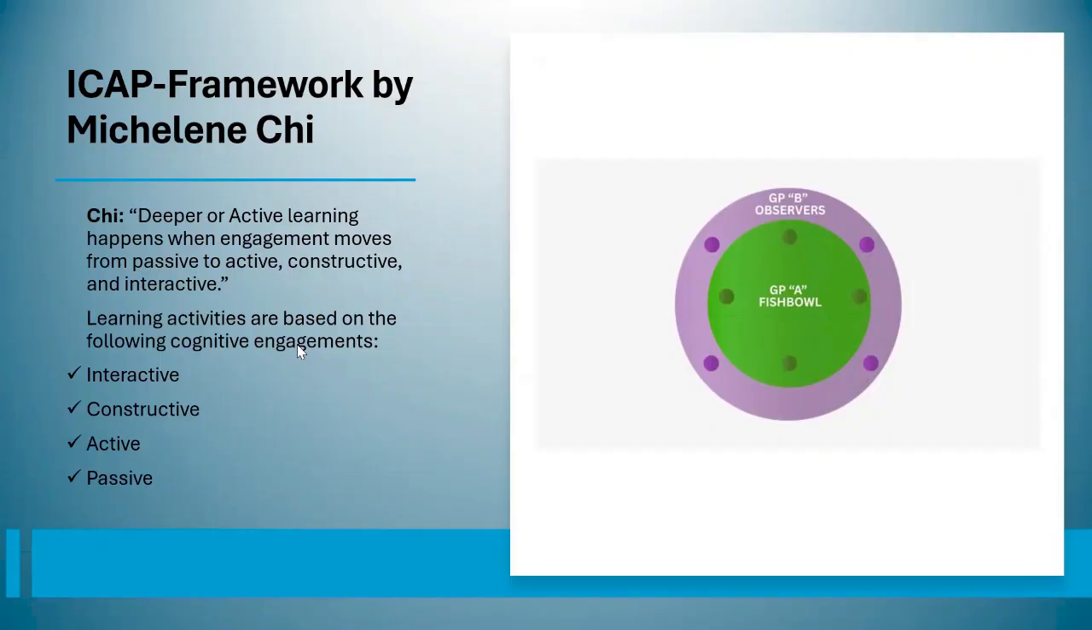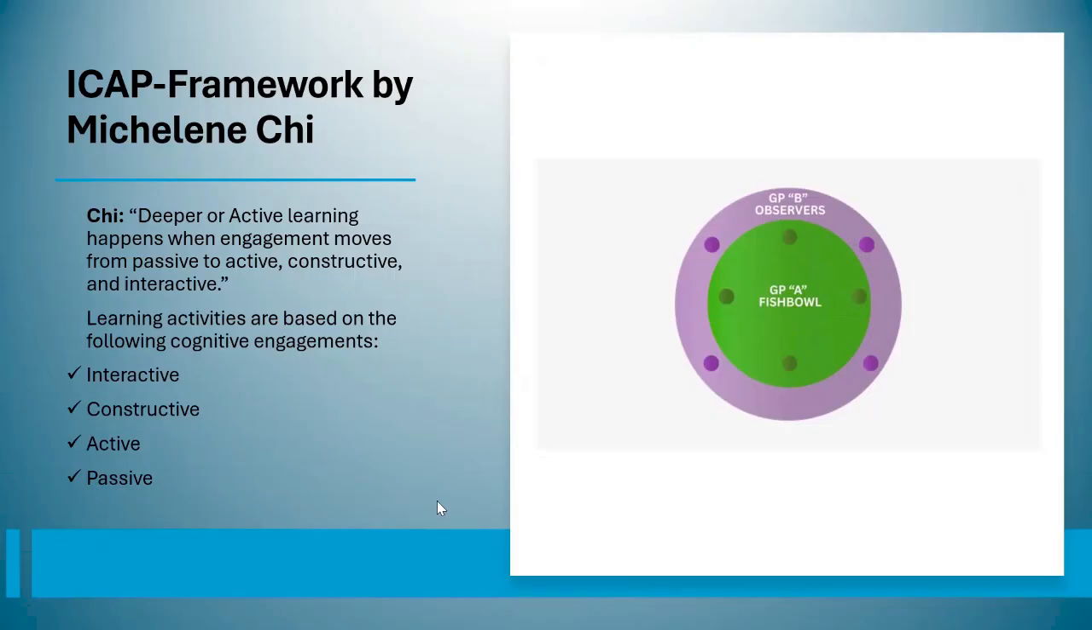These learning activities are based on the following cognitive engagements. So what are these cognitive engagements? I for interactive, C for constructive, A for active, and P for passive. We call it the ICAP framework. It was given by Michelene Chi.